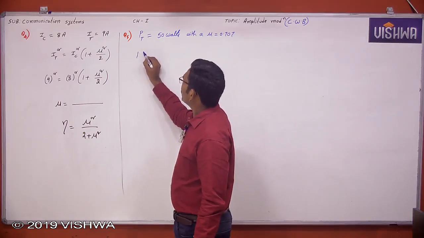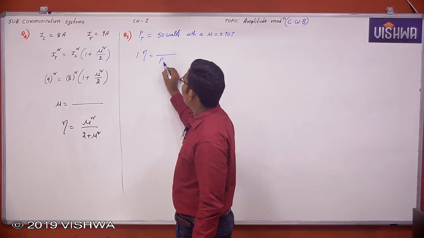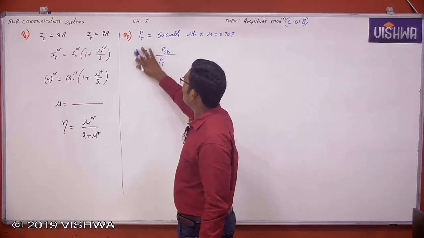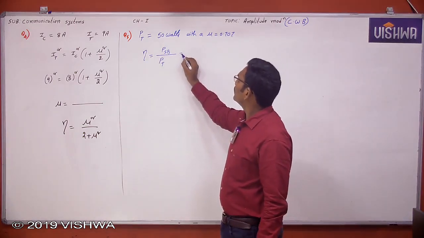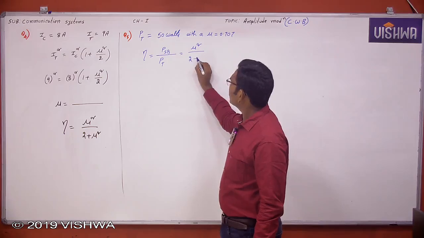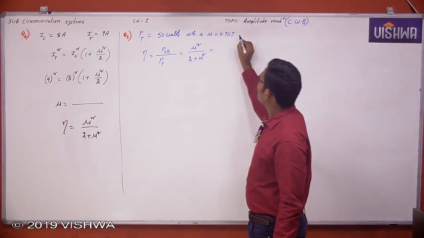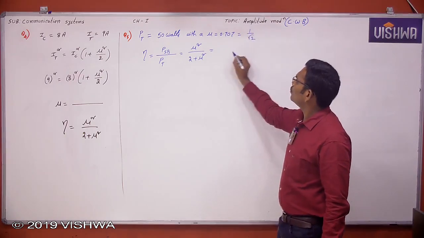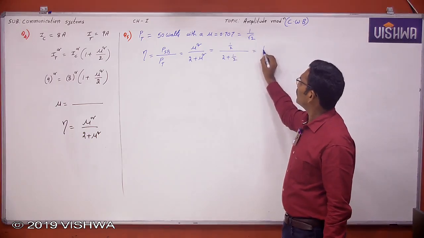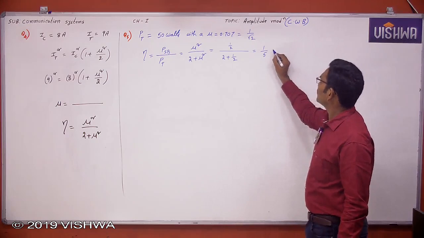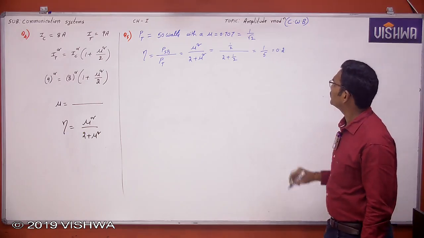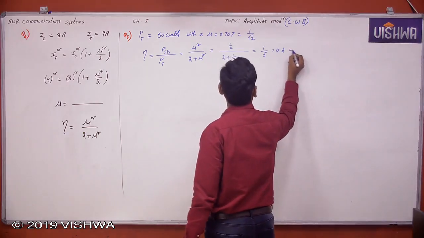Now what is efficiency? The efficiency is nothing but, out of the total power, how much power is carried by the sidebands. Therefore, the power efficiency is sideband power, mu square by 2 plus mu square, which with 0.707 equal to 1 by root 2 means 1 by 2 over 2 plus 1 by 2, which is equal to 1 by 5, which is 0.2, which is 20%.